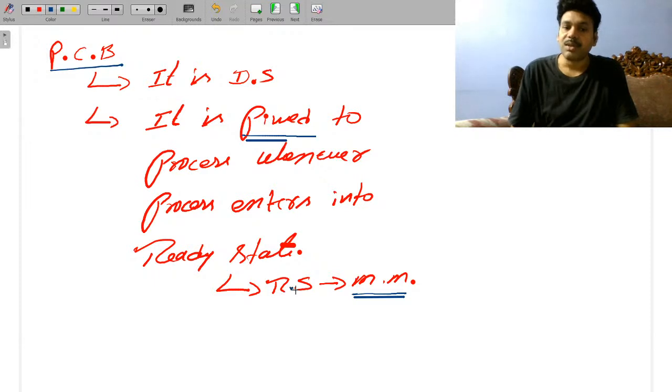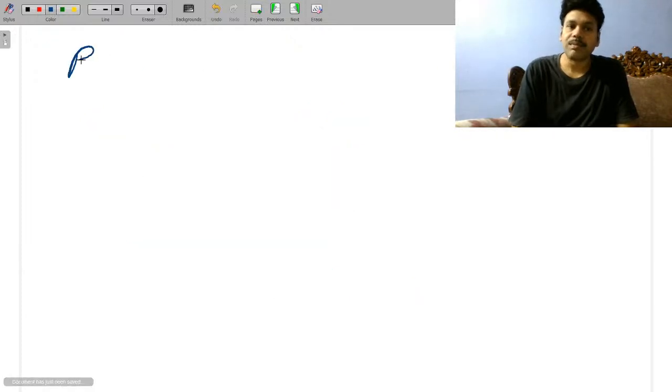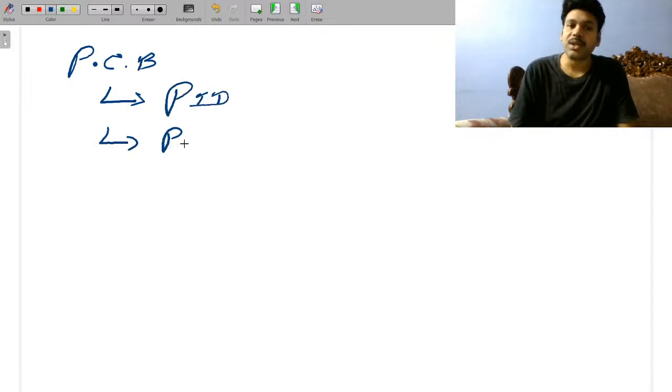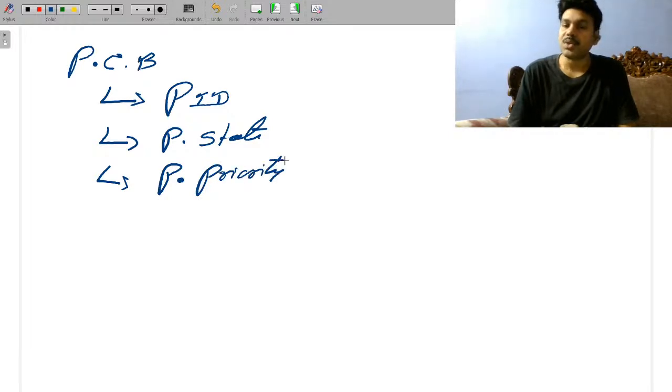So the PCB is going to have a few attributes. What are the attributes of your PCB? The PCB attributes are, first, the process ID. This is important. The next one is the process state, which is another very important attribute. The states we learned in the last class are new, ready, run, and block. And we have the process priority. This is also very important, so that a high priority process can preempt low priority processes.